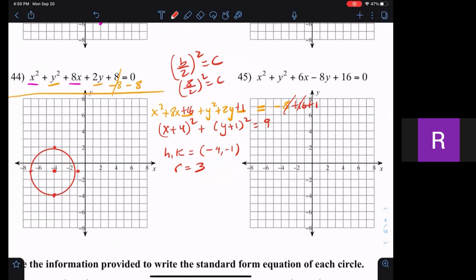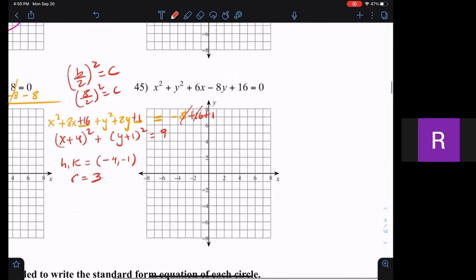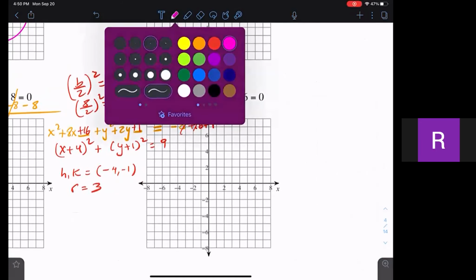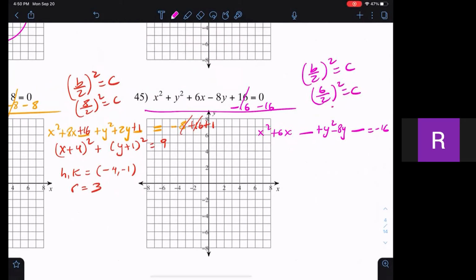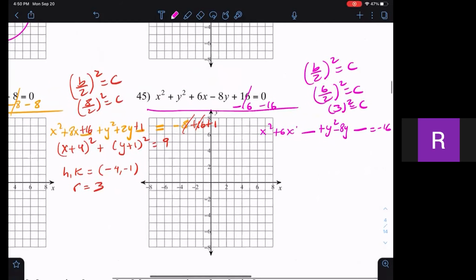Okay? Whatever, you need to go inside the circle nicely, okay? Okay, here, same thing. Subtract 16. So this is x squared plus 6x, -16 on the other side. And then I have y squared minus 8y. So (b over 2) squared gives you the c term. So this is (6 over 2) squared equals c. It's going to be 3 squared equals c. That's going to be 9.